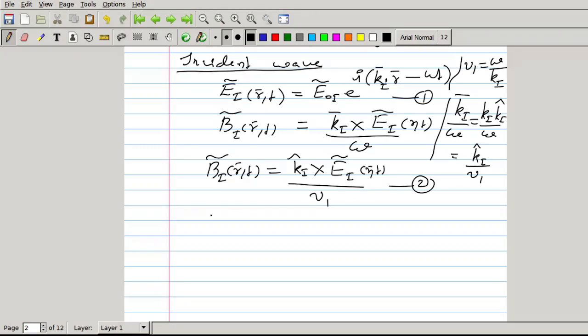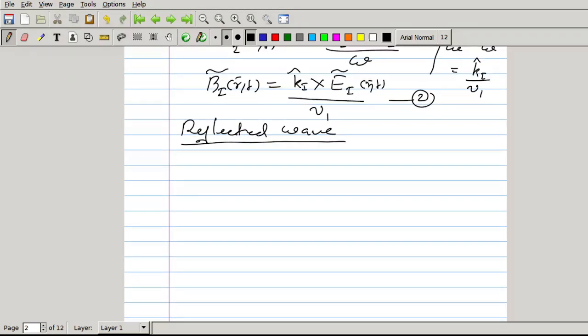In a similar way, we can write the reflected wave: E_R(r,t) is equal to E0R e raised to i, K_R dot r minus omega t. Equation number 3.